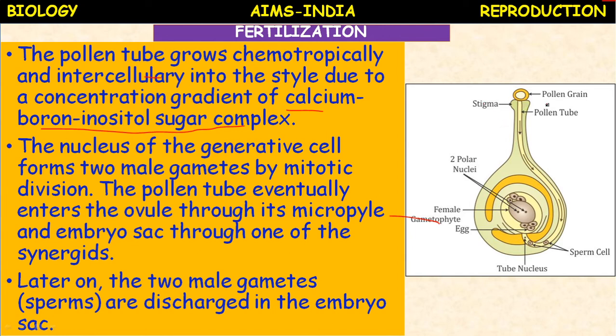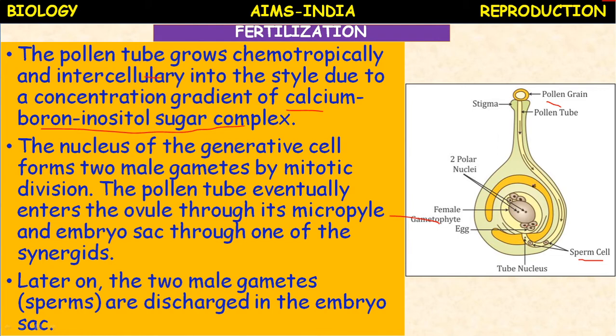This is the stigma, the pollen grain germinates to produce the pollen tube, and there are two male nuclei or the sperm cells. They are discharged into the embryo sac through one of the synergids. These are the synergids which are surrounding the egg cell. So here, these two are synergids actually.